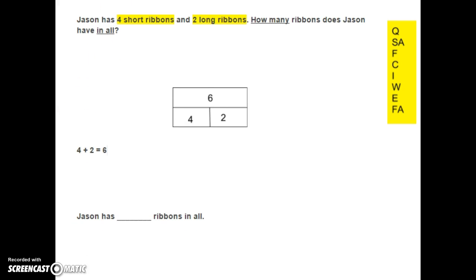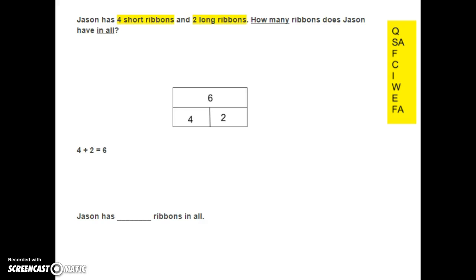E for estimate. The estimate of this answer must be something greater than 4 and greater than 2. I know I'm starting with 4 and 2 ribbons, so therefore I'm thinking that my answer must be larger than those numbers. I'm feeling that my answer is reasonable, and I'm ready to move to my last step, final answer.